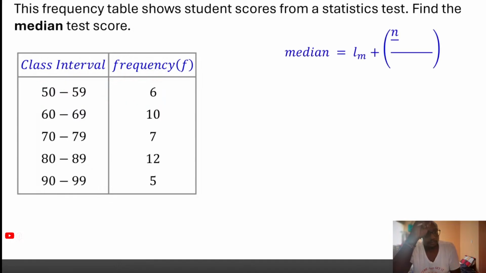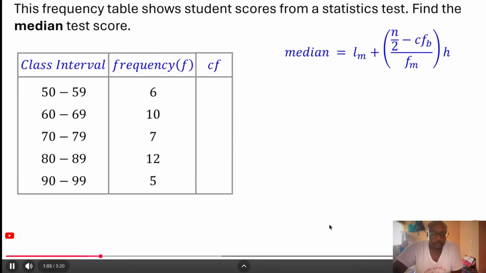The median of grouped data is calculated using this formula. Here, L sub m is the lower boundary of the median class. N is the total frequency, which is the total number of students. Cf sub b is the cumulative frequency before the median class. F sub m is the frequency of the median class. H is the class width. The first step is to identify the median class.